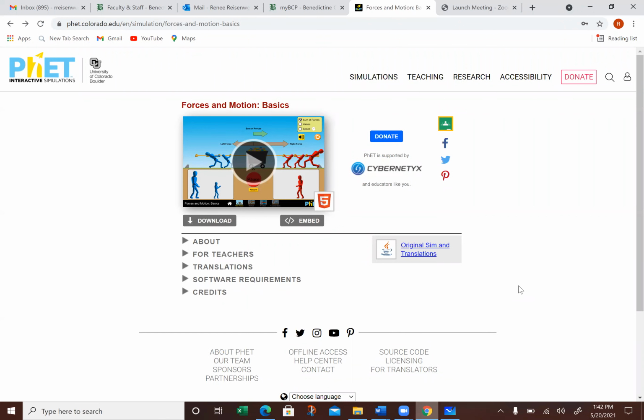Okay, this video is going to show you how to use the PhET simulations to understand a little bit more about forces and motion and Newton's second law, F equals ma. We're going to begin first with the PhET Colorado simulation, as you can see at the top here. You can type that into your URL browser and you just hit play.